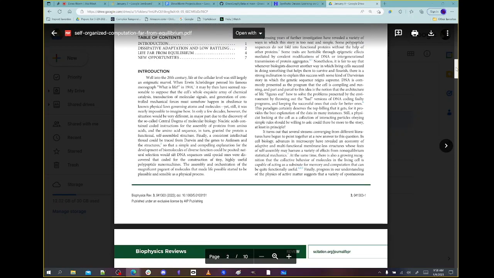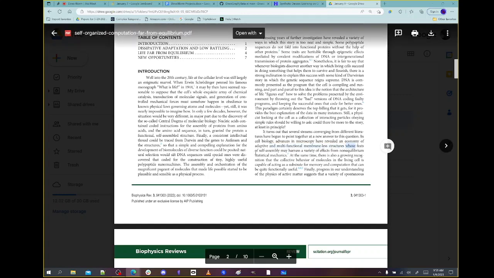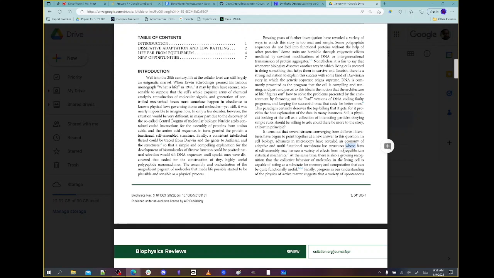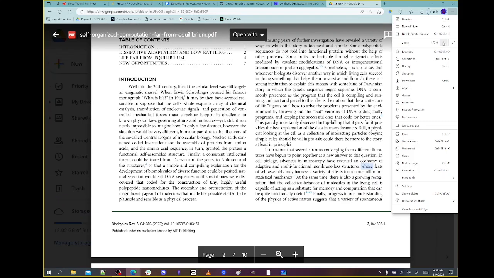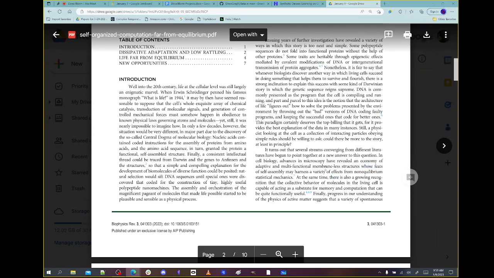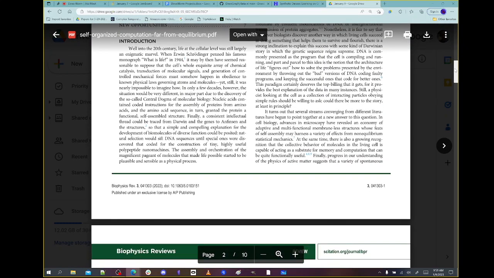It turns out that several streams converging from different literatures have begun to point together to add a new answer to this question. So in cell biology, advances in microscopy have revealed an economy of adaptive and multifunctional membraneless structures whose feats of self-assembly may harness a variety of effects of non-equilibrium statistical mechanics. So I think you may be talking about some of the things within the cell, self-organized structures that self-organize as adaptive matter.